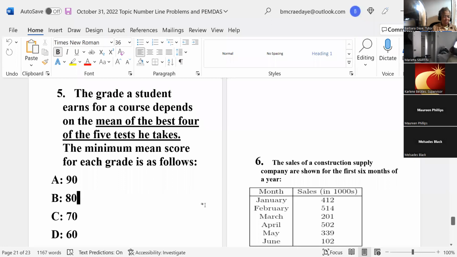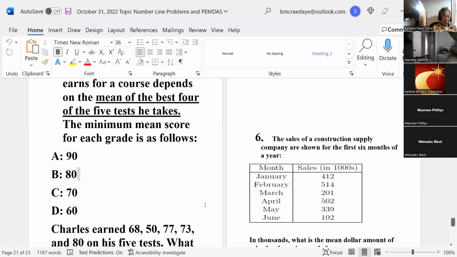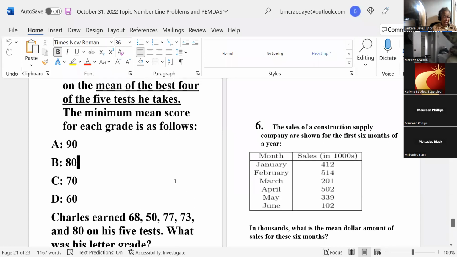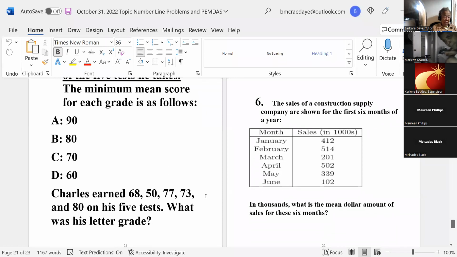Any questions about what you're finding here? I can't see the numbers. There are your numbers: 68, 50, 77, 73, 80, right? You take the 73 and the best, the 80. 4 of the 5. So remember, of these 5 tests, you take the best 4. Calculate your mean. Tell me what your mean is. Tell me what the letter grade is.